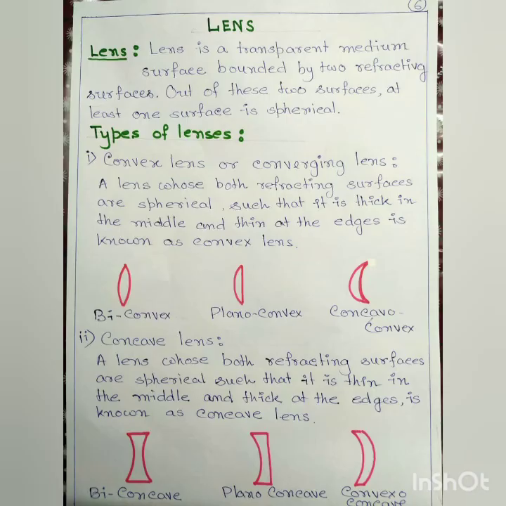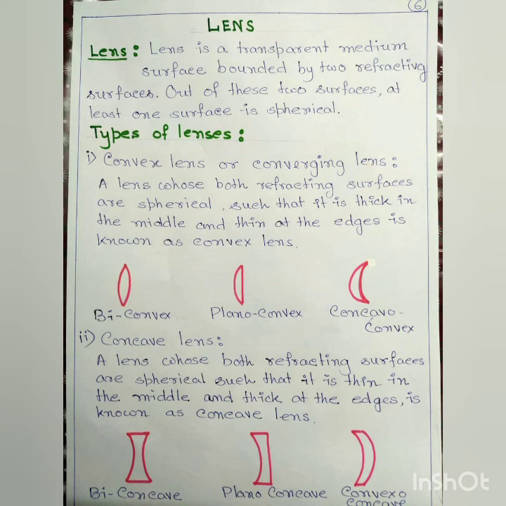Now we will start our next topic, lens. What is a lens? A lens is a transparent medium bounded by two refracting surfaces. Out of these two surfaces, at least one surface is spherical. Now there are two types of lens, convex lens and concave lens. What is a convex lens or converging lens? A lens whose both refracting surfaces are spherical, such that it is thick in the middle and thin at the edges, is known as a convex lens.